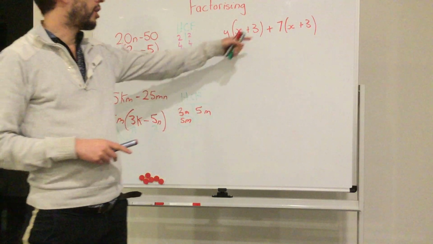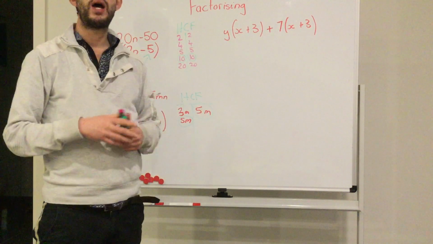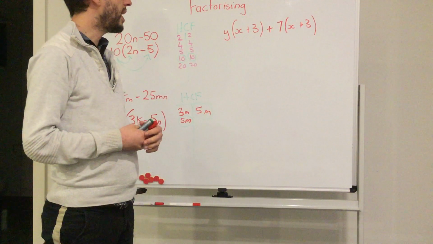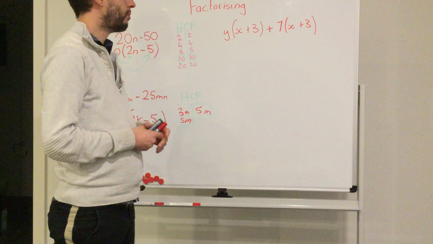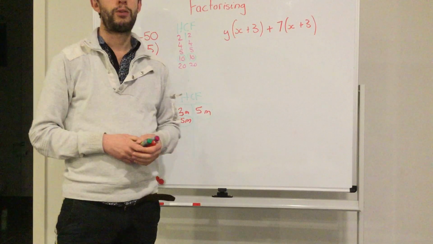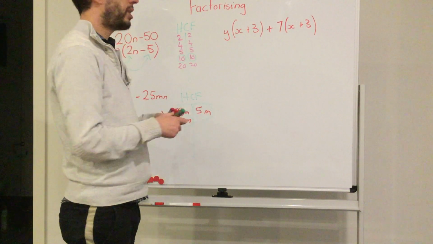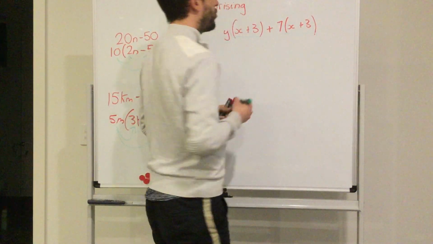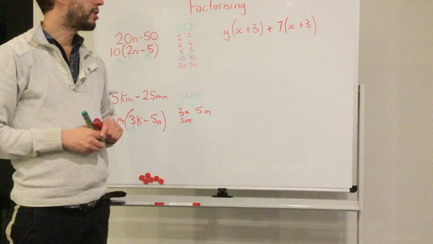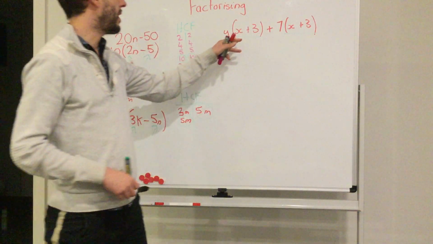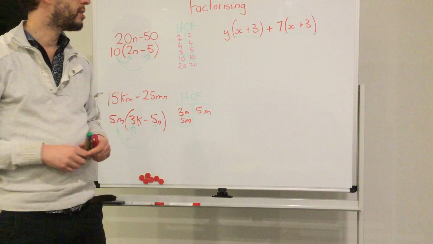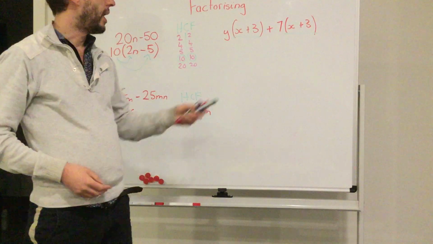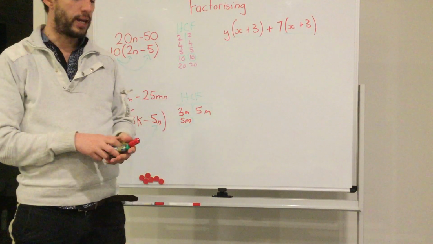The last one I want to go through is a bit more challenging, but that's why I want you to talk about it. Let's talk about it first. y in brackets x plus 3, plus 7 in brackets x plus 3. So one thing I notice, everything in the brackets is the same on both of them. So that means y has to times by x plus 3, and so does 7 has to times by x plus 3. And 7 and y are not timesing against each other.